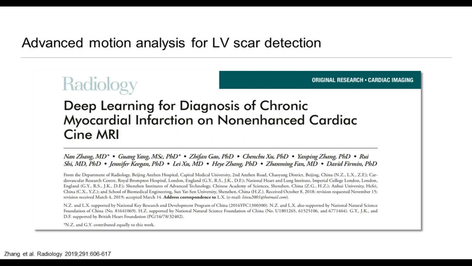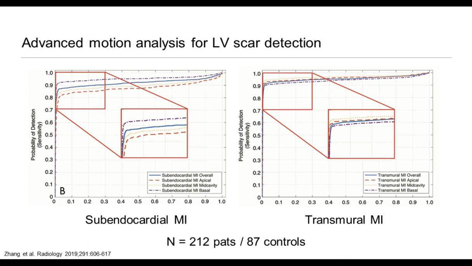And what this shows is that both subendocardial MI as well as transmural MI was detected with high accuracy in the study with 212 patients and 87 controls. So probably if you combine these approaches, you'll get even better results.